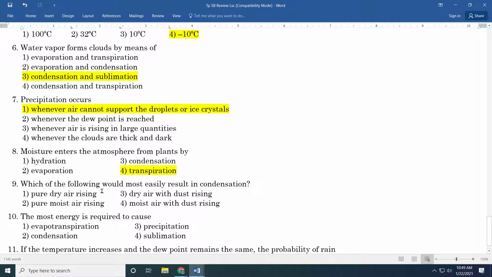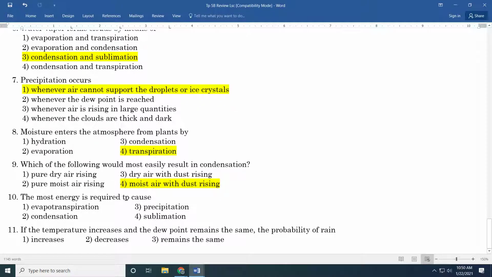Which of the following would most easily result in condensation? So the air becoming full of moisture and droplets forming again. Let's see. You don't want dry air. You don't want dry air. Moist air, pure moist air. Moist air with dust. That way you have condensation nuclei. That's better.